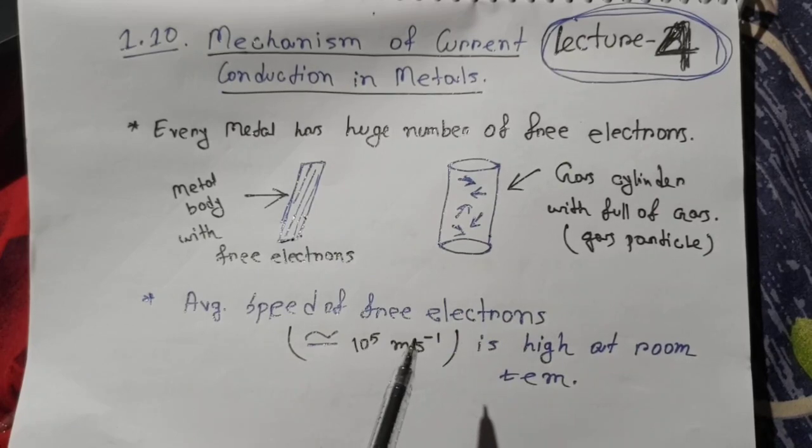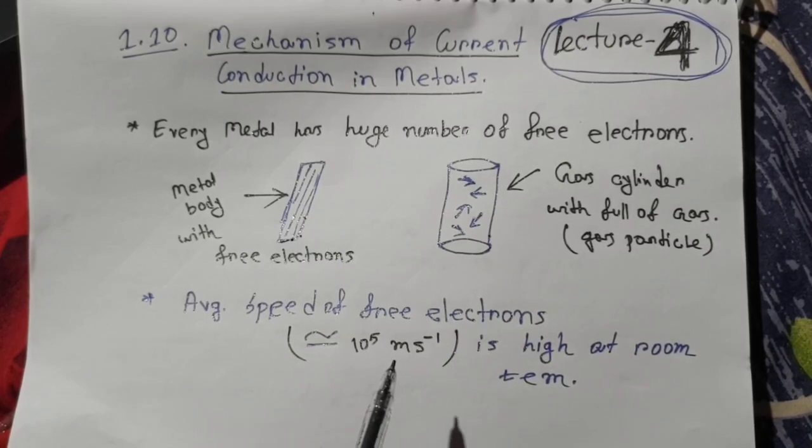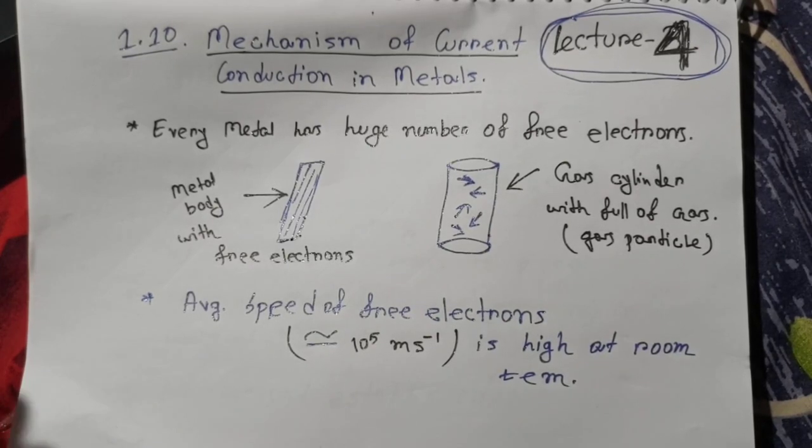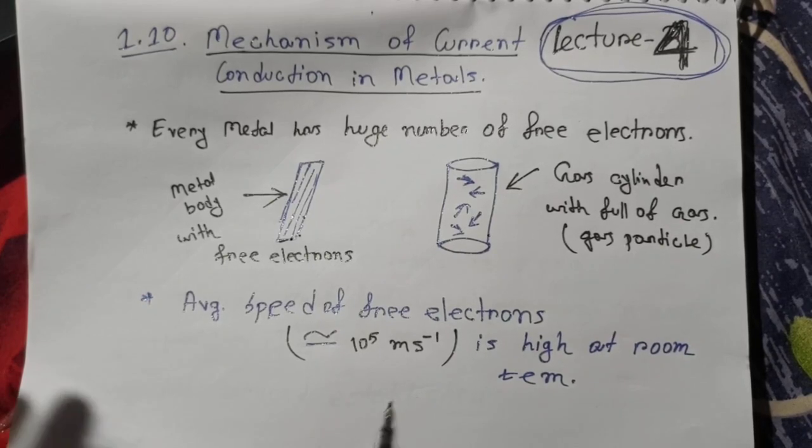If you touch any simple metal body, a good conductor, normally you will not feel any shock or anything, because there is no current flowing. Current flowing means electrons flowing in some direction, but those free electrons are moving continuously. But why is there no current?